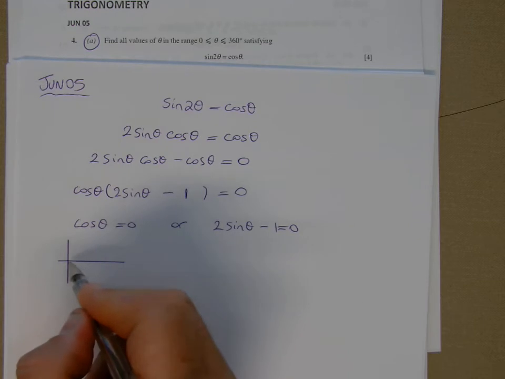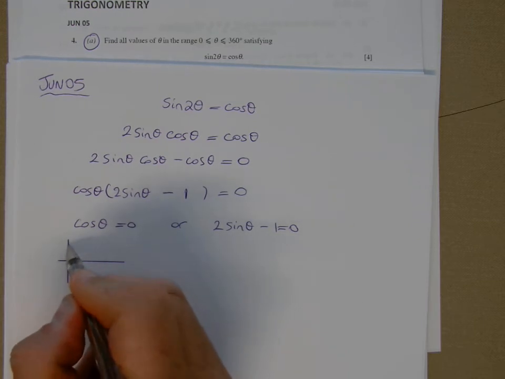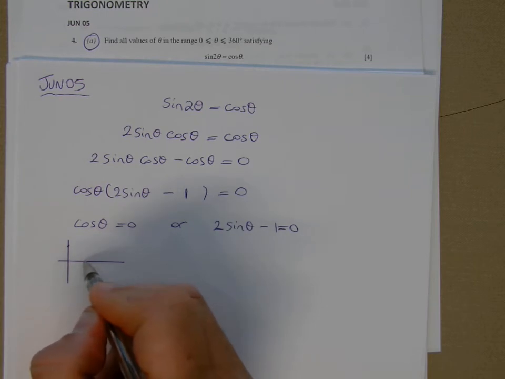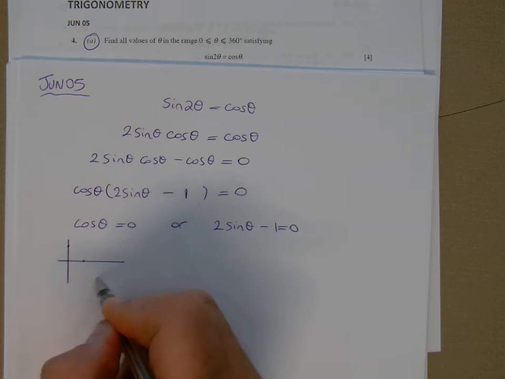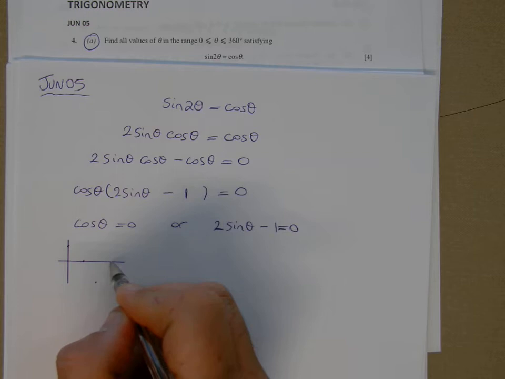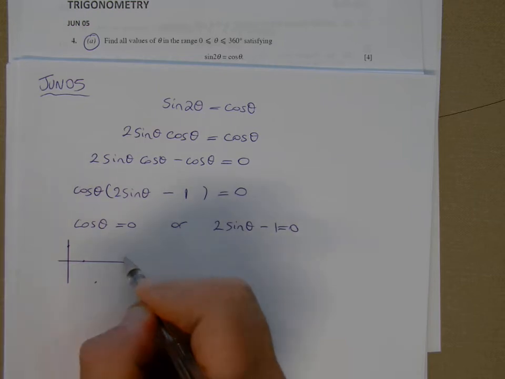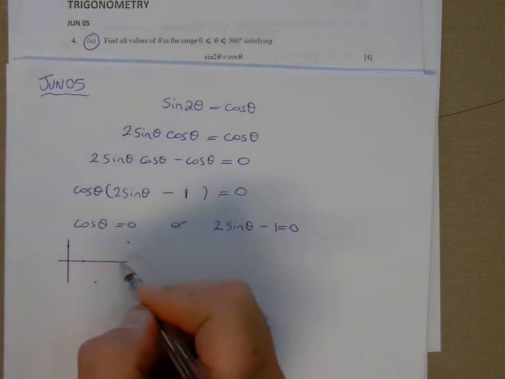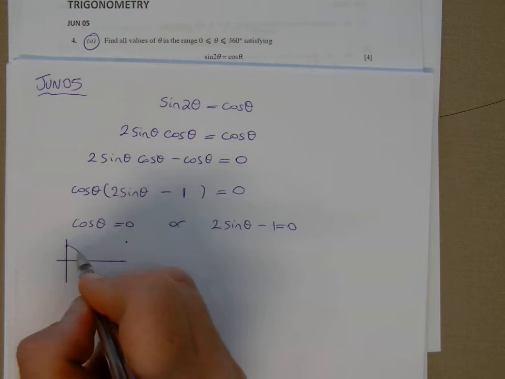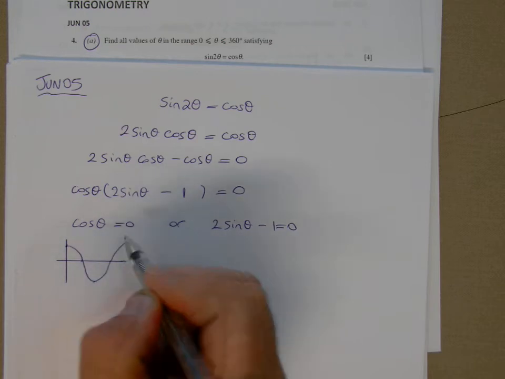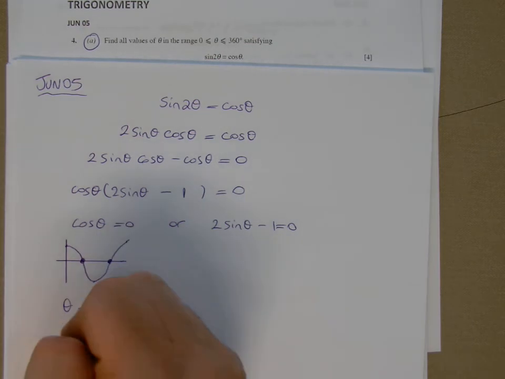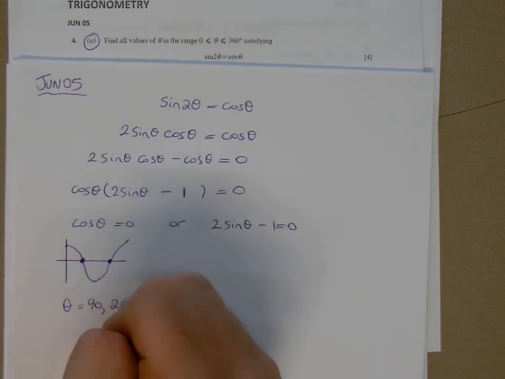Now remember, cos 0 is 1. Cos 90 is 0. Cos 180 is minus 1. Cos 270 is 0, and then cos 360 is 1. Check them on your calculator if you're not sure, but you can draw your graph and you can see where cos theta is equal to 0. It's there and there, so theta will be 90 degrees or 270.